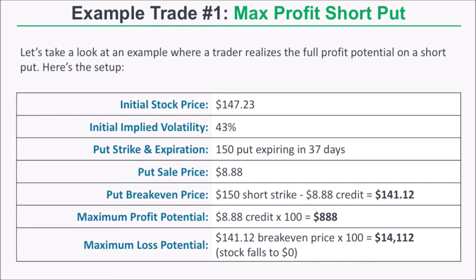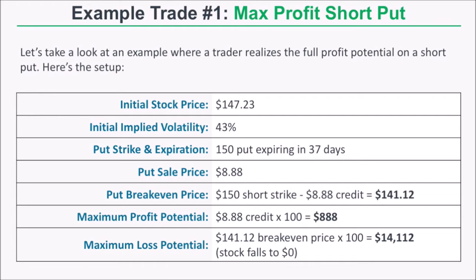So here's the setup. The initial stock price is $147.23. Initial implied volatility is 43%. The put strike price and expiration is the 150 put expiring in 37 days. We're selling this put for a credit of $8.88. So that means the break-even price is the 150 short strike minus the $8.88 credit, which brings us to a break-even price of $141.12.